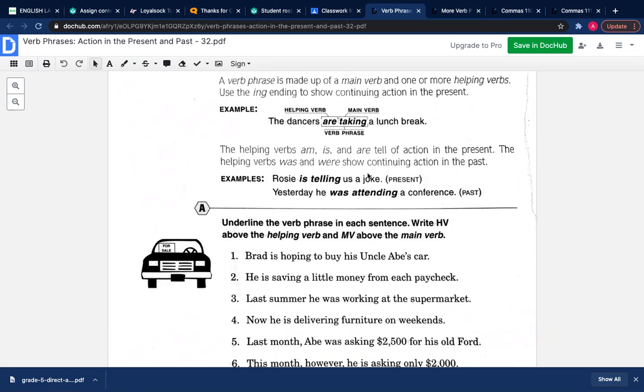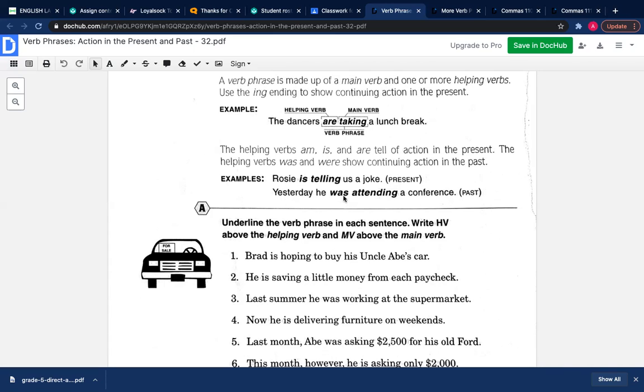Okay. For example, this is happening in the present. Rosie is telling us a joke. The main verb is telling. The helping verb is. Okay. This is our verb phrase, is telling. That's happening in the present because it's happening right now. She is telling us a joke.